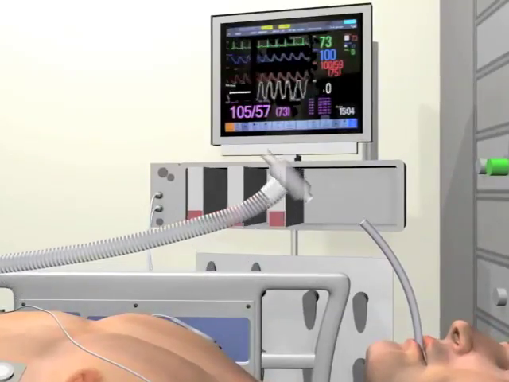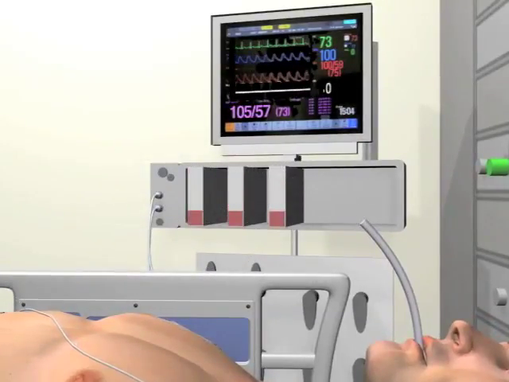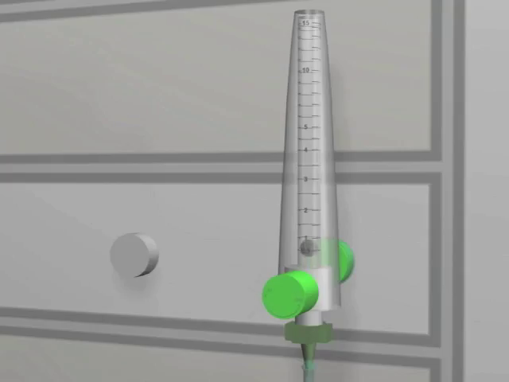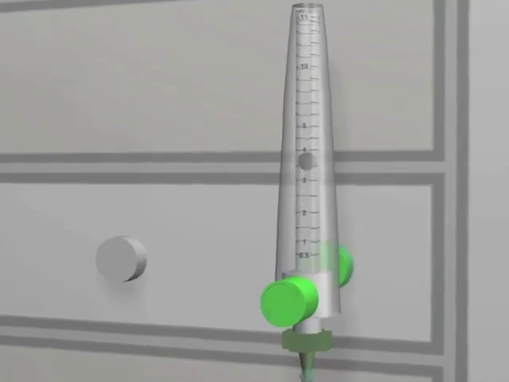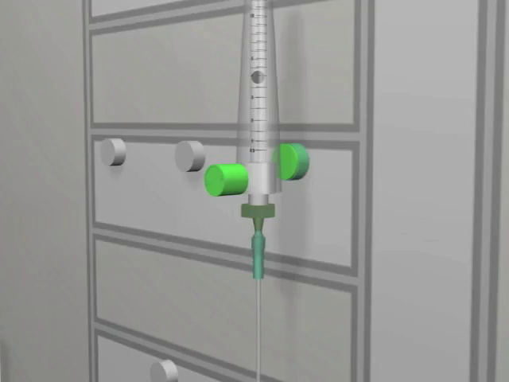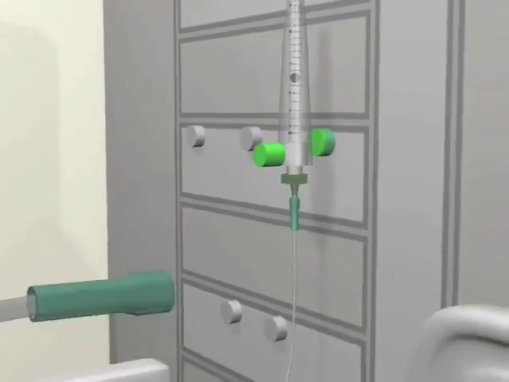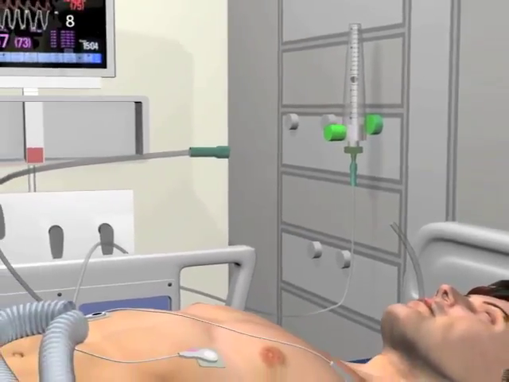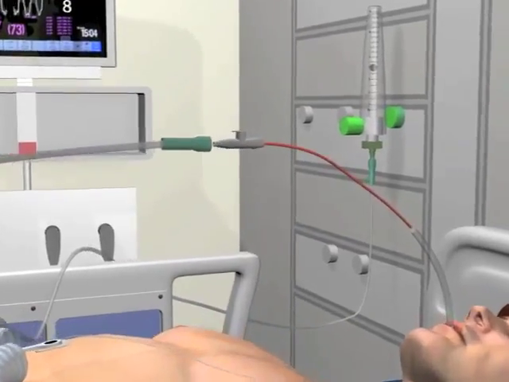Turn on the wall oxygen to a flow rate between 4 to 6 liters per minute. Then connect the taped suction catheter to the wall oxygen. Insert the taped suction catheter into the endotracheal tube to provide apneic oxygenation during the apnea test.